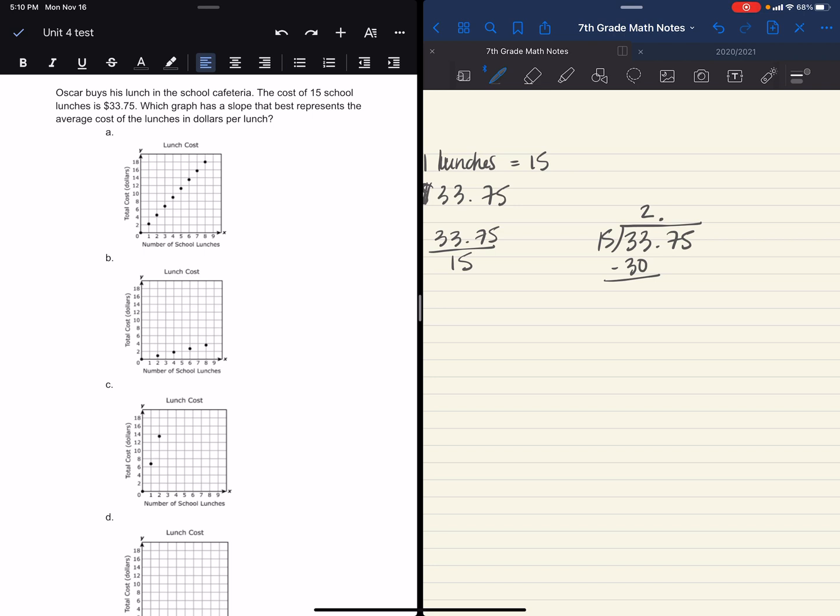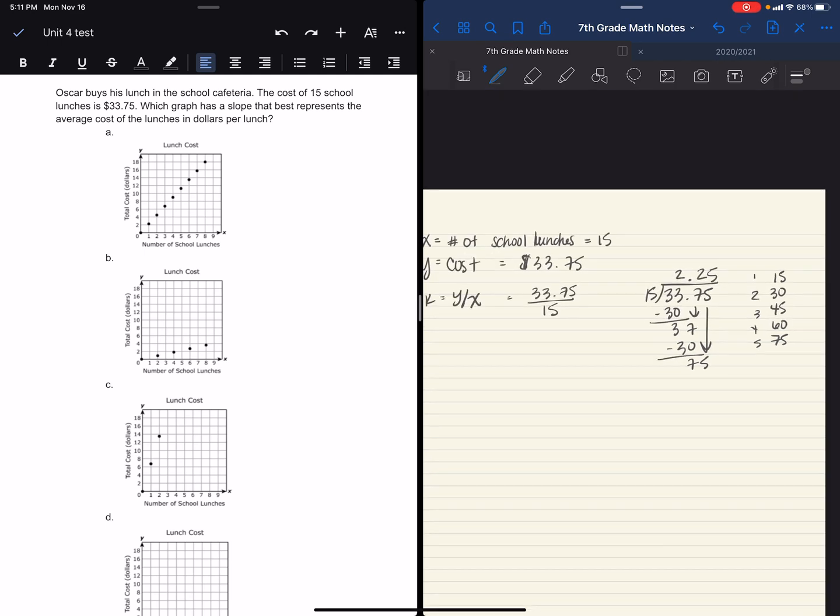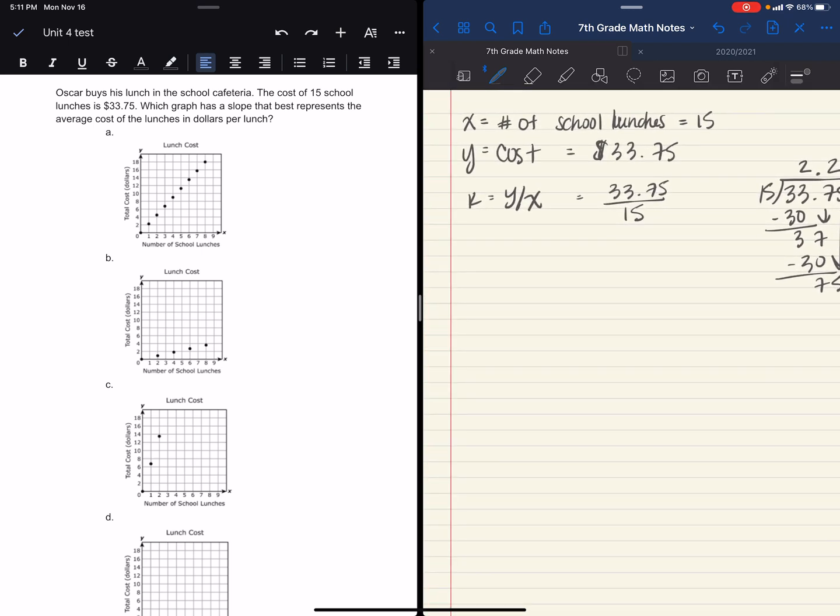But if you're one of those students who honestly can't do that kind of mental math, that's okay. You can always just make a multiples chart off to the side. I would go through at least 5, if not 7. So 15 times 2 is 30. I'm subtracting, left over 3, bring down that 7. I know it's going to go in 2 more times. 37, and then bring down the 5. And then lastly, that's 1, 2, 3, 4, 5. 15 times 5. So I know that the unit rate is $2.25 per lunch.